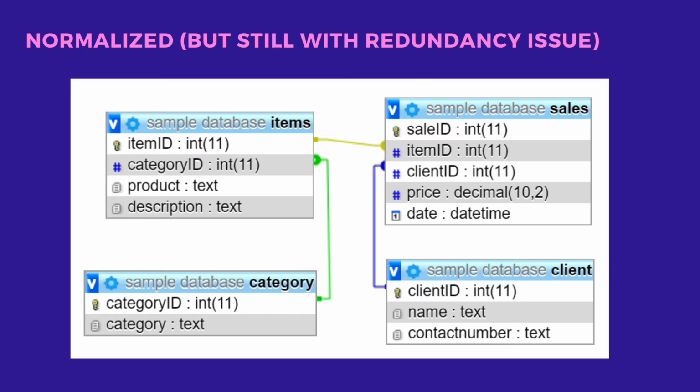As you have noticed, a table is an entity. Like in our example, it's the client, category, items, and the sales. So when you design your database structure, you have to group together the related information and relate that information to another table, just like what we just did in here.